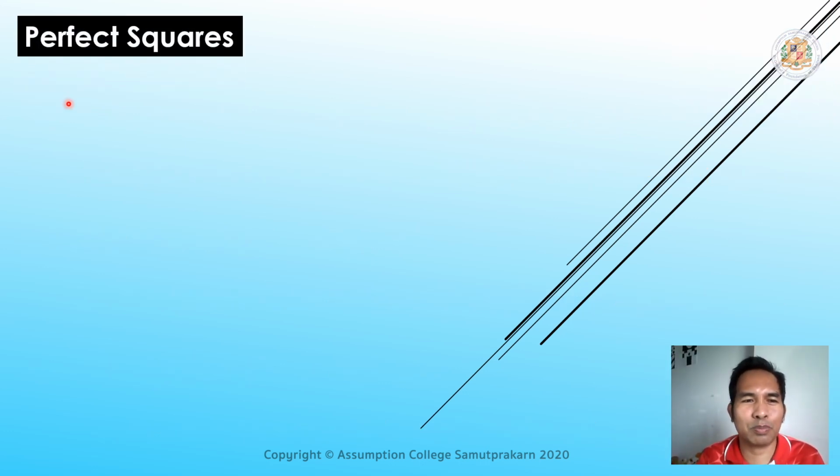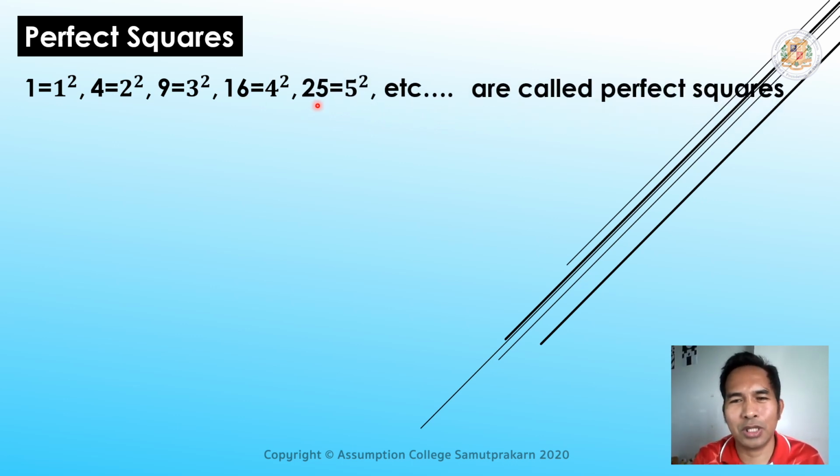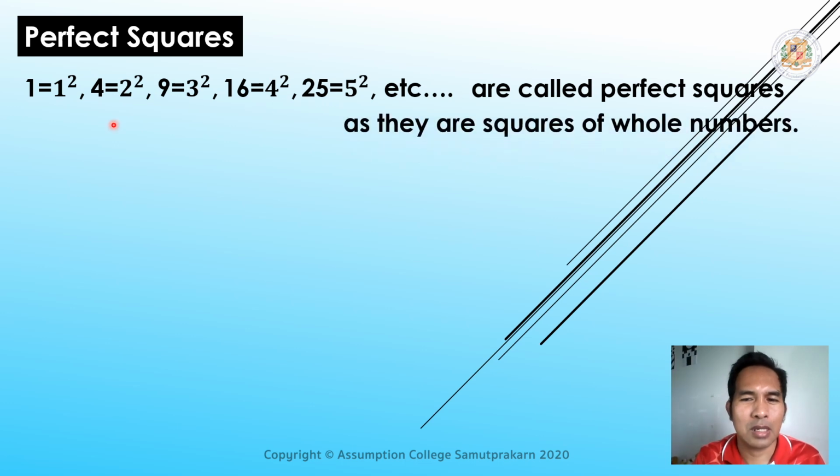Next topic is about perfect squares. Okay, perfect squares. So what do you think? Think of any perfect square numbers. Okay, so 1 squared is 1. 2 squared is 4. So again, perfect square numbers. 9 or 3 squared. 16 or 4 squared. 25 or 5 squared. So we have many square numbers. So they are called perfect square numbers, as they are squares of whole numbers. So no decimal points. So whole numbers.